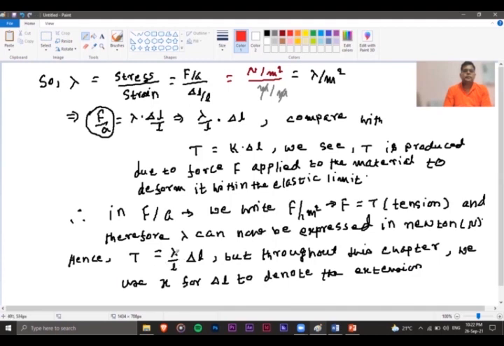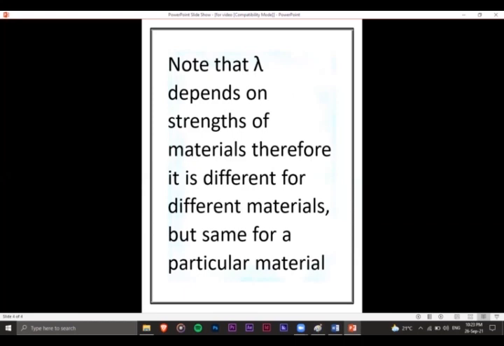Hence, T equals lambda by L times delta L. But throughout this chapter, we use X for delta L to denote the extension. So we can write T equals lambda by L times X instead of writing delta L. Note that lambda depends on the strength of materials. Therefore, it is different for different materials, but the same for a particular material.